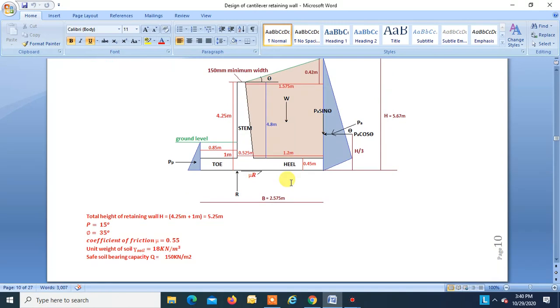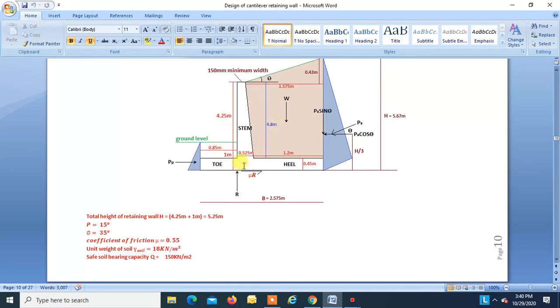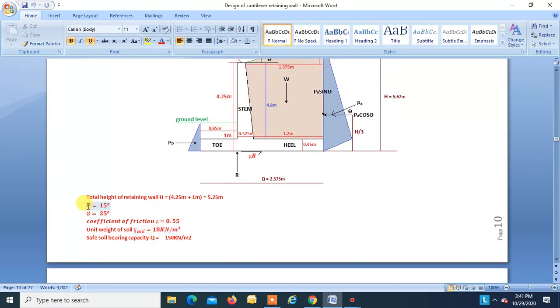And another component, the vertical component Pa sin theta, will be helping in restoring moment, right? So, now, let us proceed further. Total height of the retaining wall H is 4.25 plus 1 meter, okay? Now, this is theta, okay? Theta is equal to 15 degrees, okay? Phi is equal to 35 degrees. Coefficient of friction mu is equal to 0.55. Unit weight of soil is equal to 18 kN per meter cube. Okay. Safe bearing capacity Q is equal to 150 kN per meter square.